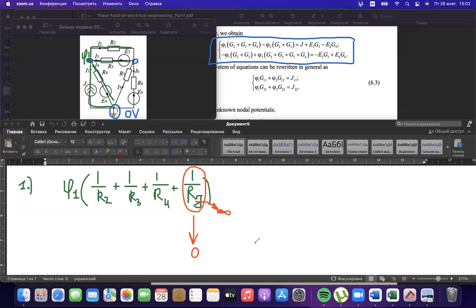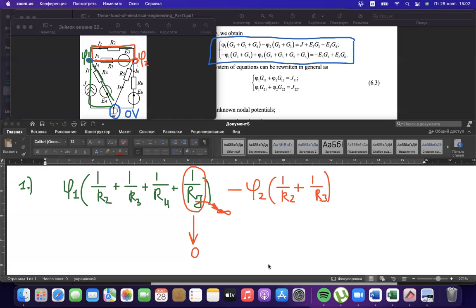Then what do we do next? We take the potential of all other points, always with minus. It will always be negative. We write phi2 and the branches that are connected between the first and second potential. It will be 1 over R2 and 1 over R3.